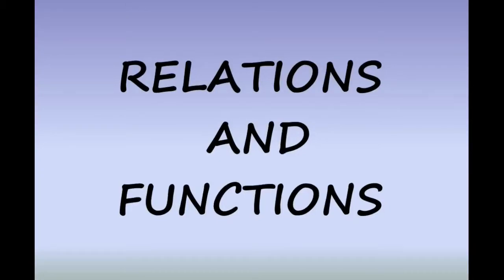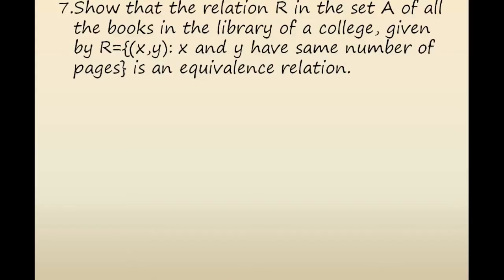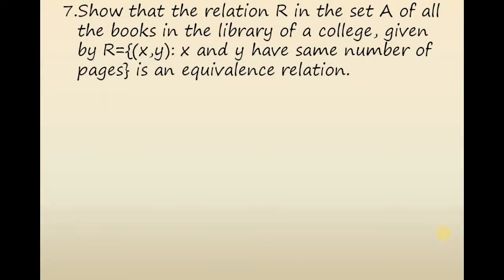Let's continue the series for relations and functions, and we were in exercise 1.1, problem number 7. It says, show that the relation R in the set A of all the books in the library of a college, given by R = {(x, y): x and y have the same number of pages}, is an equivalence relation. I hope you remember what equivalence means. It means the relation has to satisfy all three conditions, that is reflexive, symmetric, and transitive.